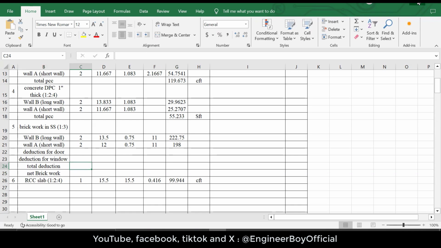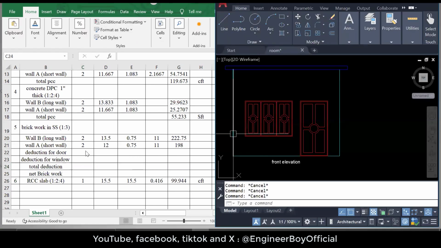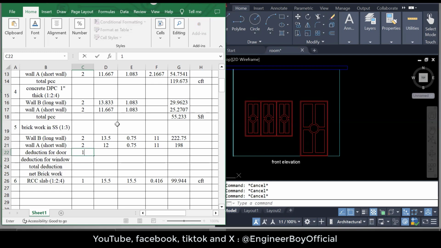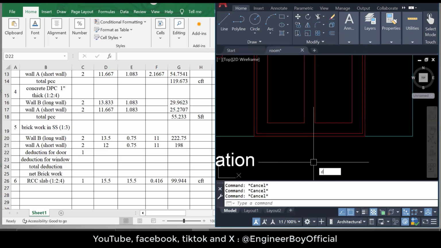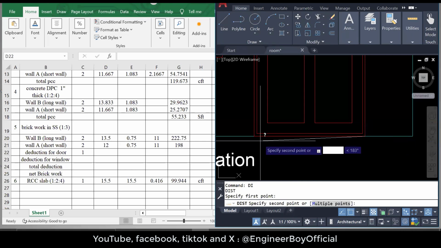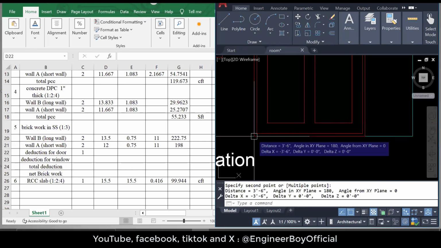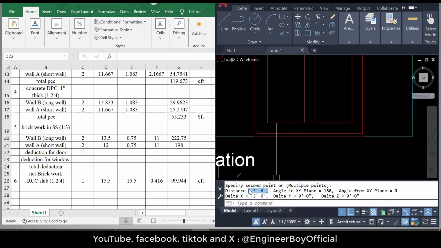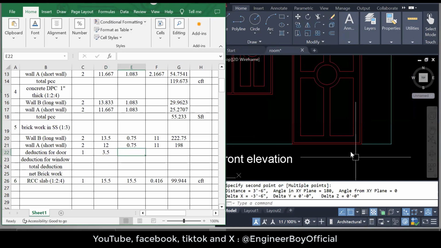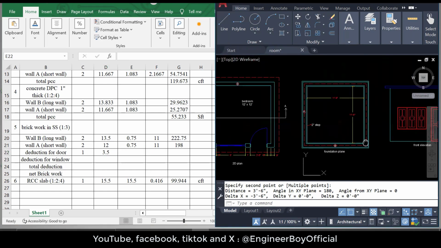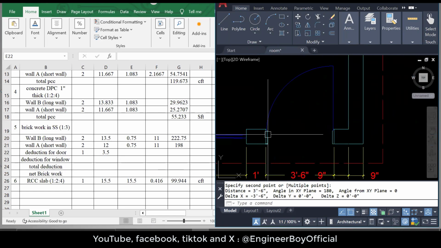All right. Now, as you can see, for the deduction for a door, we have only one door. So in the number column, we will have only one. Now, the length of the door, you can type BI in the command bar. It must be shown in the drawing. However, we don't have a detailed drawing, so we can just confirm that from here. It is 3 feet and 6 inches. So for a door, we can type 3.5. And then the width of the door can be equal to the width of the wall, because it is just the same thing.